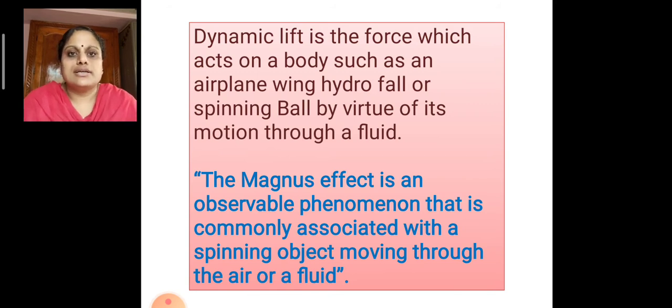Next application is about dynamic lift. Dynamic lift is the force which acts on a body such as an airplane wing, hydrofoil or spinning ball by virtue of its motion through a fluid. We are also going to discuss the Magnus effect. It is an observable phenomenon that is commonly associated with a spinning object moving through the air or a fluid.